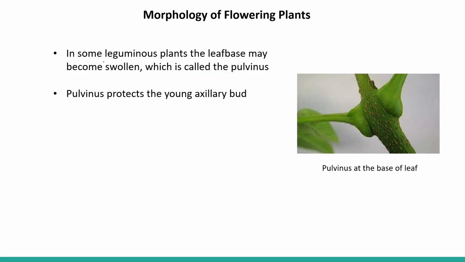In some leguminous plants, very important, the leaf base may become swollen, which is called a pulvinus. Very important: the leaf base becomes swollen. Like this, you can see here, the swollen leaf base, and this is called a pulvinus. The pulvinus protects the young axillary bud. So axillary buds are there, and the pulvinus protects that axillary bud.